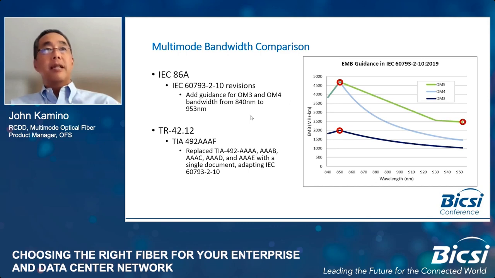And you can see that the total bandwidth of an OM5 fiber is equivalent across that range, while the OM4 fiber doesn't have that same ability to support multi-wavelength applications. Similarly, the OM3 falls off across that entire range. So you can see that they have much lower bandwidths at that 953 area.